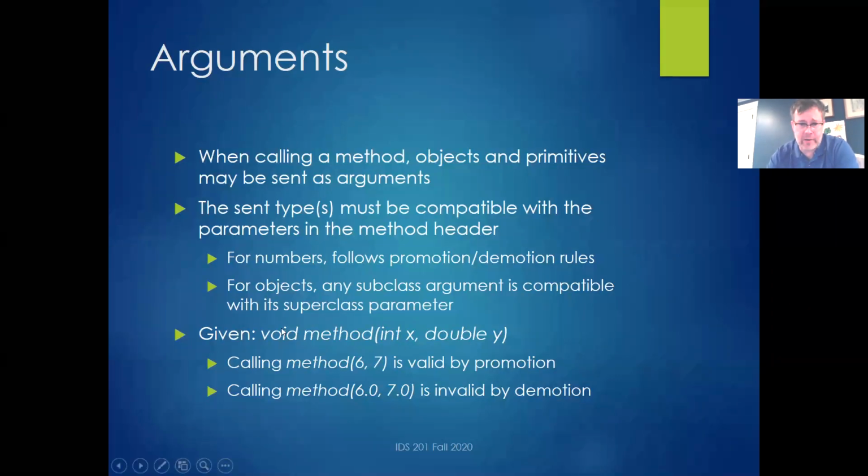All right, so example here, I have a method description that takes an int and a double in that order. If I call the method with 2 ints, that's fine because the first one is an int, and the second one can be legally promoted to a double, that's no problem. But the second call, 6.0, 7.0, that's invalid. 7.0 is fine, that's a double, but if I try to send this double to the int parameter, I'm going to have to lose data. So I would have to typecast that 6.0 first.